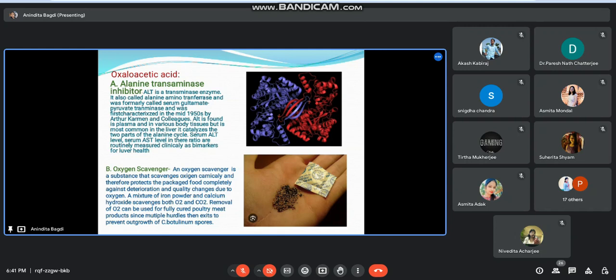Next, oxygen scavenger. An oxygen scavenger is a substance that scavenges oxygen chemically and therefore protects packaged food against deterioration and quality changes due to oxygen. A mixture of iron powder and calcium hydroxide scavenges both O2 and CO2. Removal of O2 can be used for fully cured poultry meat products to prevent outgrowth of C. botulinum spores.